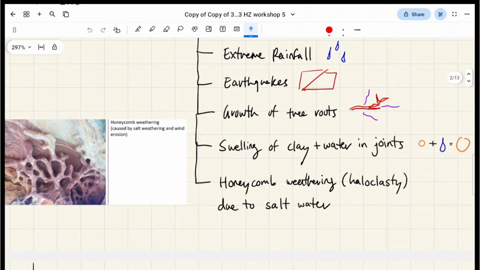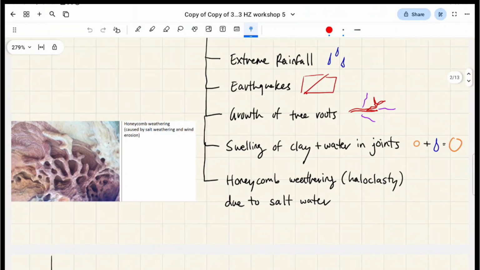Swelling of clay and water in joints is kind of similar to freeze thawing, except instead of water turning to ice, it's that clay expands when it's exposed to water, unless it's fully saturated. So yeah, it just gets bigger. So again, it widens that crack in the joint.